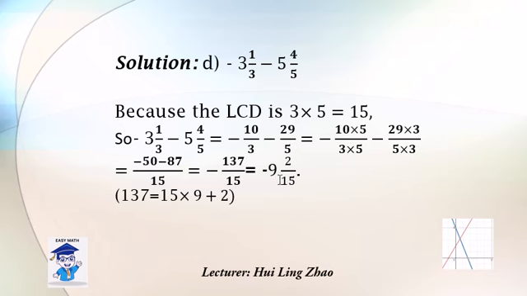So the 9 put in the front, sure, is negative, right? Negative 9, and the 2 put in the numerator, negative 9 and 2 over 15, right? So the final answer is negative 9 and 2 over 15. This is the answer for D.